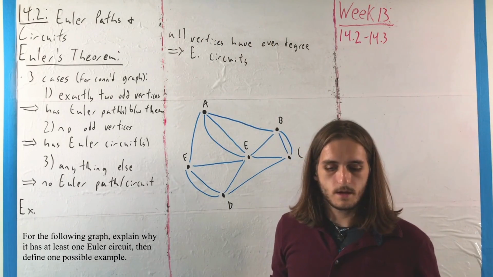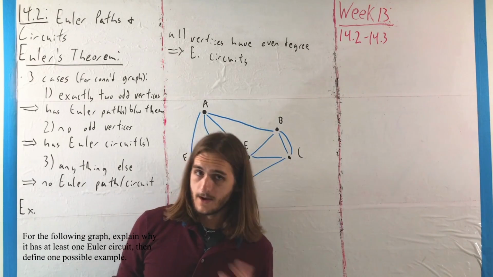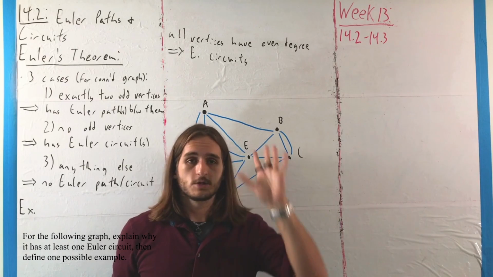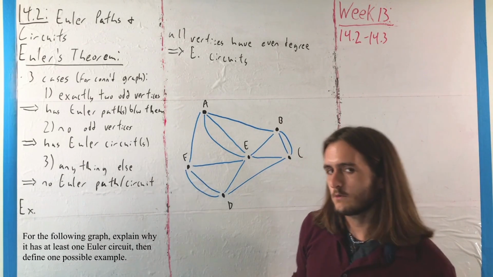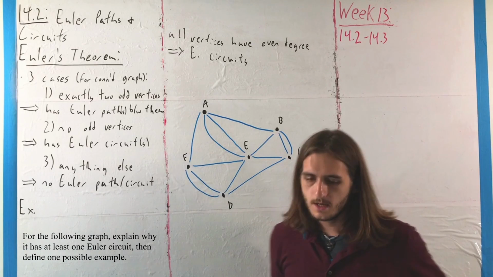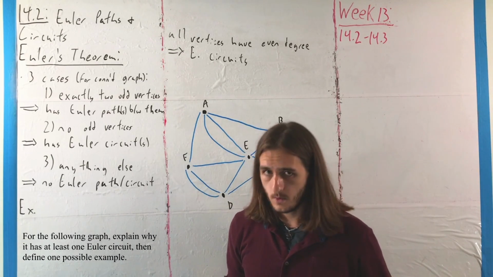And the thing about being able to find and define potential Euler circuits with these kinds of graphs is that, technically speaking, we don't just have the one. We actually have a whole bunch of different ways that we can define an Eulerian circuit.